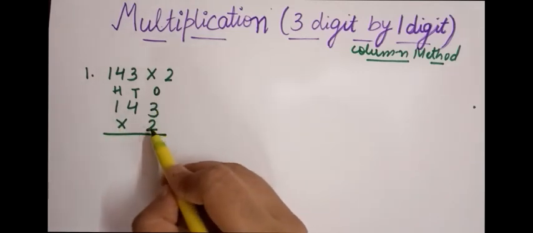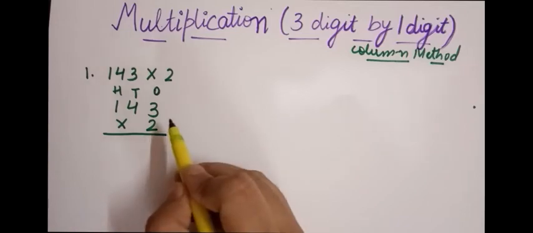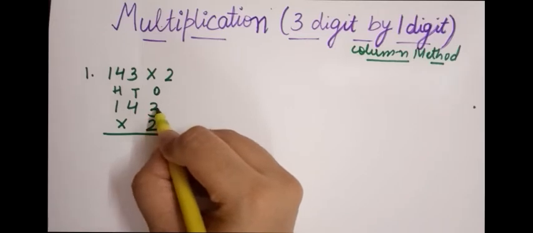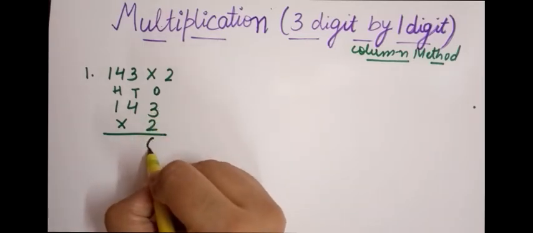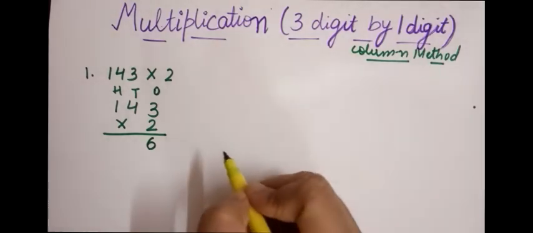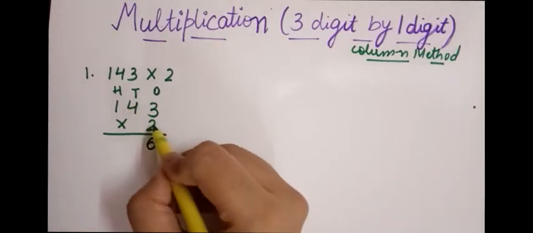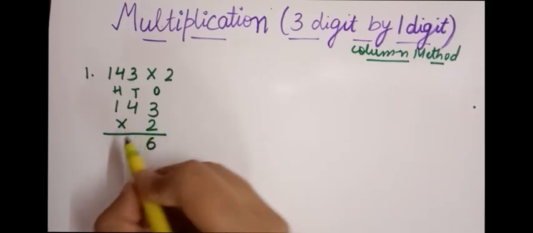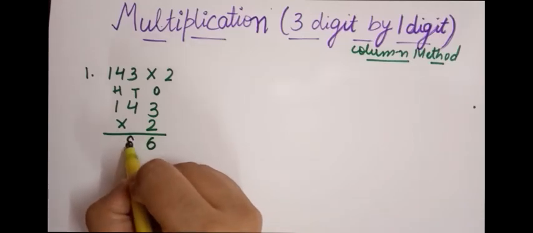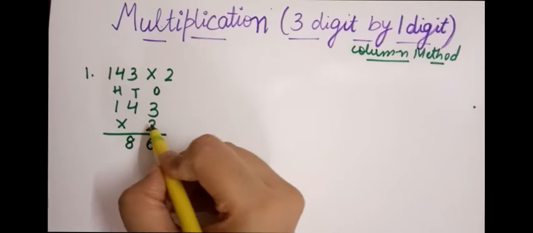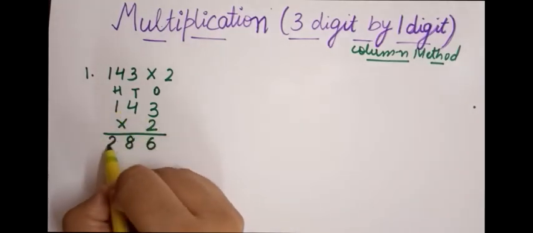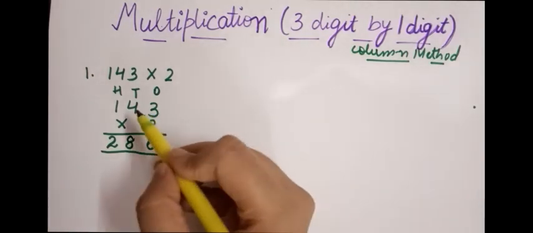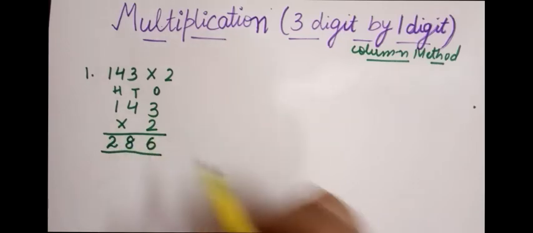Okay. So 2 3s are... For multiplication, the tables are very much important. So we begin from this side. 2 3s are 6. So I'll be writing 6 down below the ones column. Then coming to the tens, I will multiply this 2 by this 4. So 2 4s are 8. And I'll be writing 8 below the tens column. Then 2 1s are 2. So I'll be writing it below the hundreds column. That means this is the product of multiplying 143 by 2.